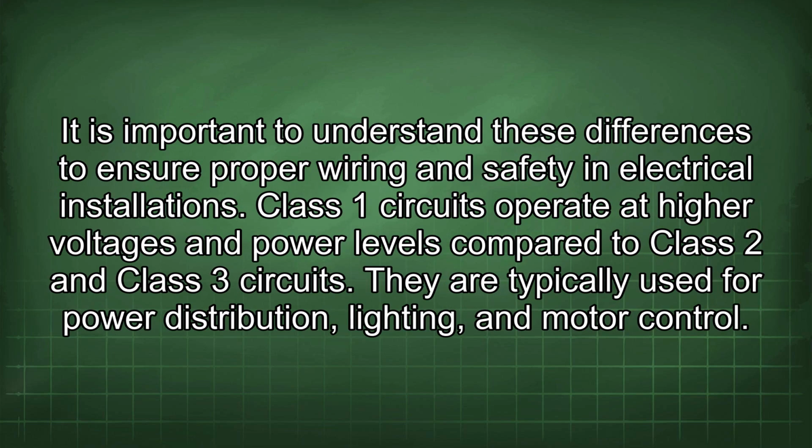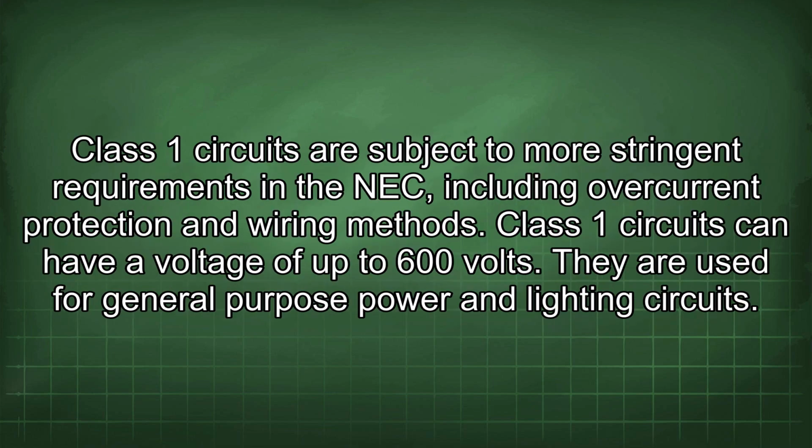It is important to understand these differences to ensure proper wiring and safety in electrical installations. Class 1 circuits operate at higher voltages and power levels compared to Class 2 and Class 3 circuits. They are typically used for power distribution, lighting, and motor control. Class 1 circuits are subject to more stringent requirements in the NEC, including overcurrent protection and wiring methods.